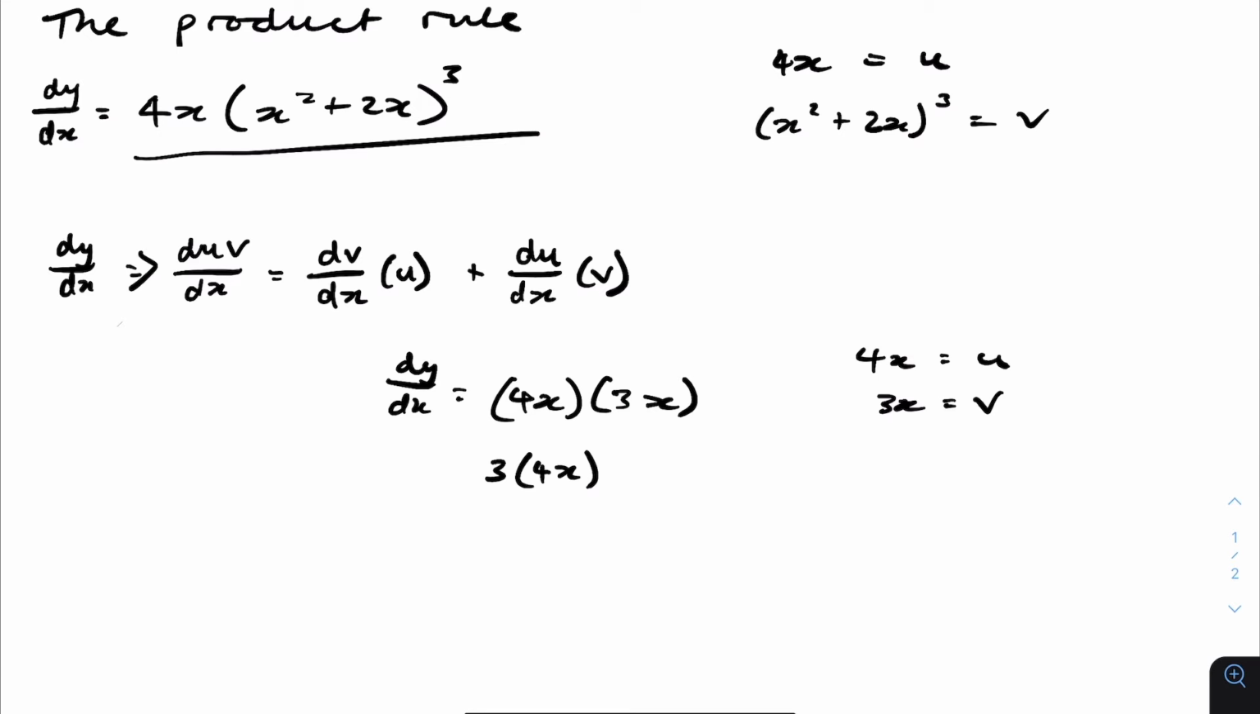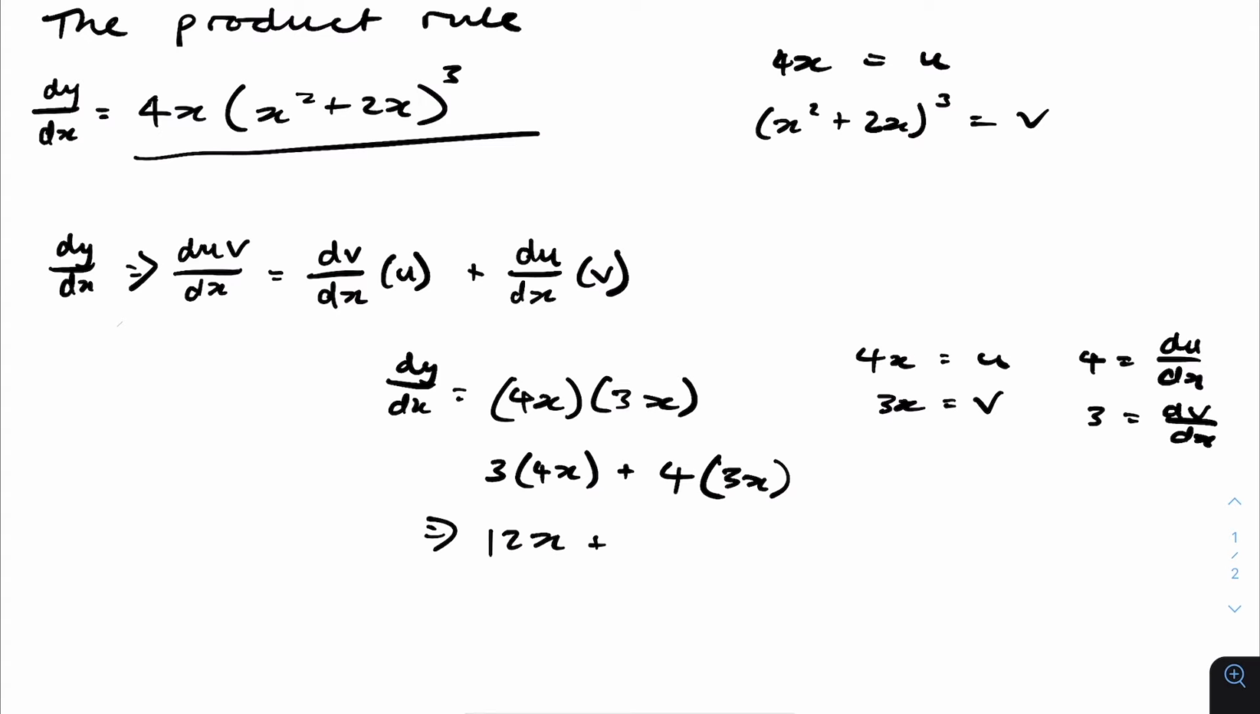It would be helpful as well on the side to write 4 equals du over dx and 3 equals dv over dx. That saves you time from having to keep differentiating on your own when you can just plug these things into the formula. And then you add it to the differential of u, du over dx, which is 4 in this case, and it's multiplied by v, which is 3x. When we simplify that down, it gives us 12x plus 12x, which is equal to 24x.